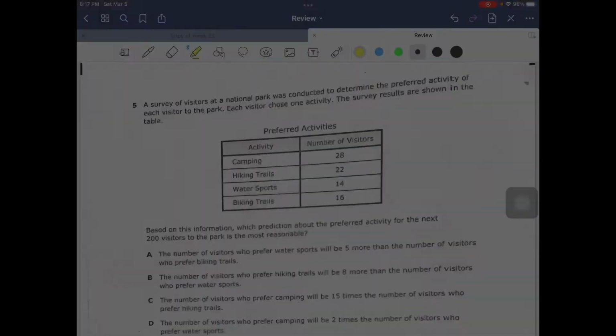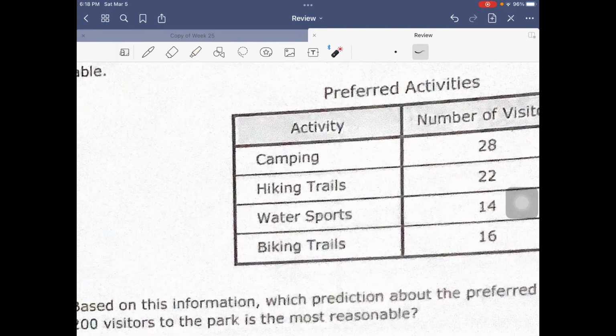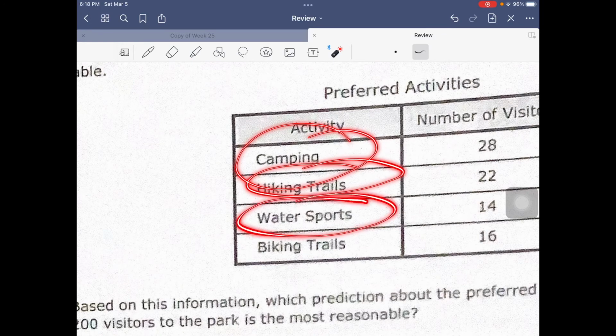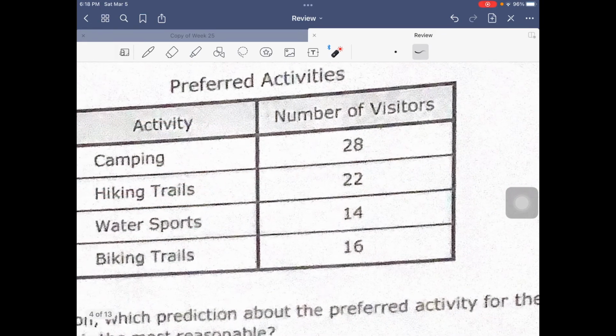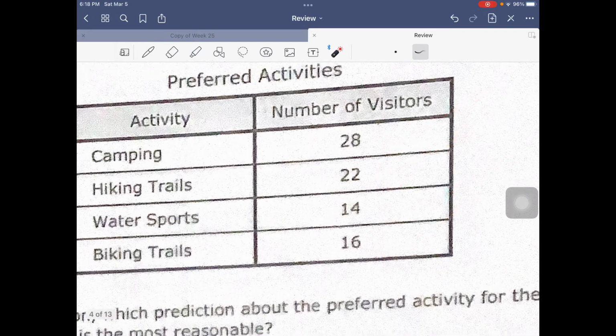And now moving on. Ahora, número 5. Number 5. A survey of visitors at a national park was conducted to determine the preferred activity of each visitor to the park. Each visitor chose one activity, nada más una. The survey results are shown in the table. Now we have camping, hiking trails, water sports, and biking trails. Which one's the biggest one? Camping, then hiking trails, then biking trails, then water sports.